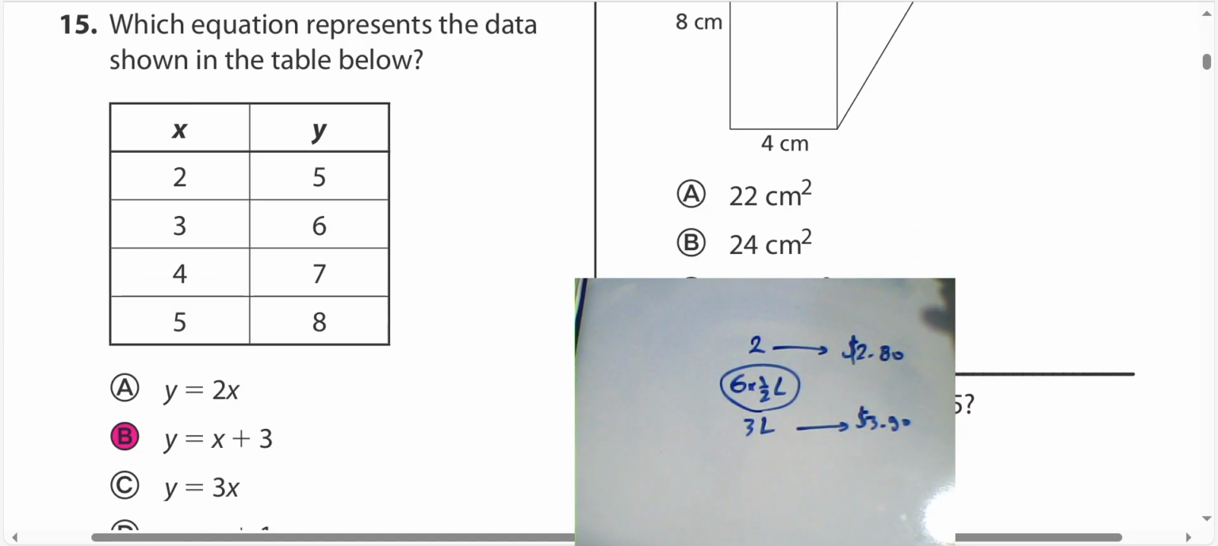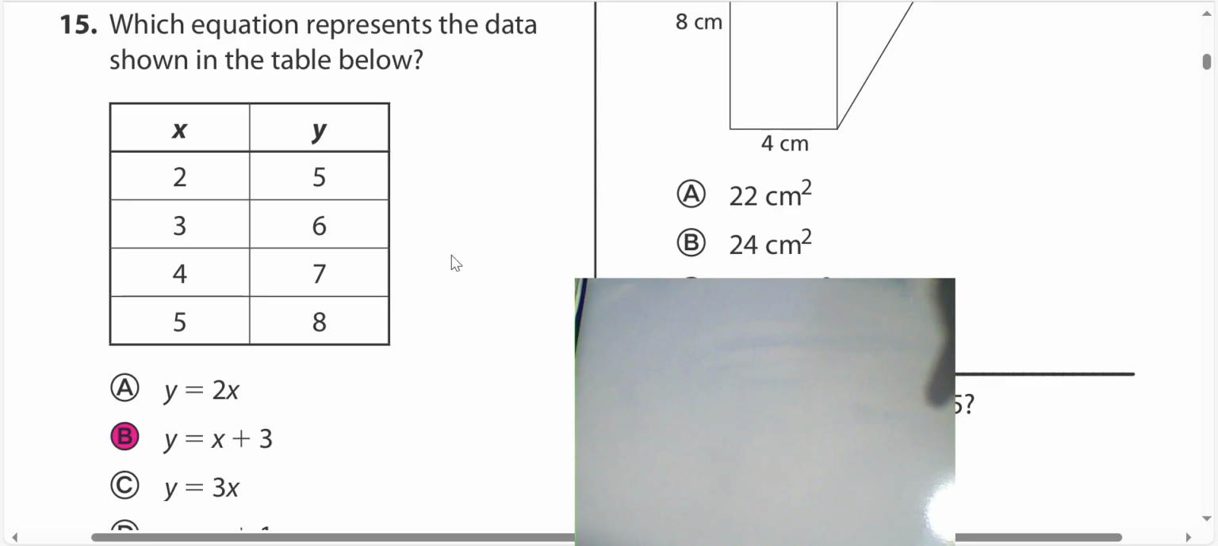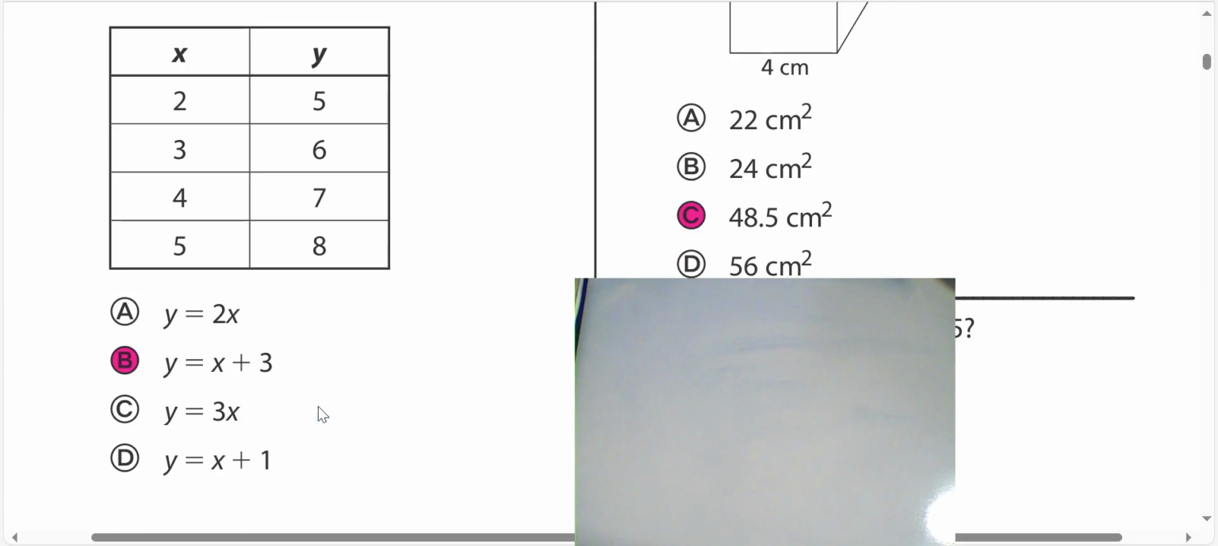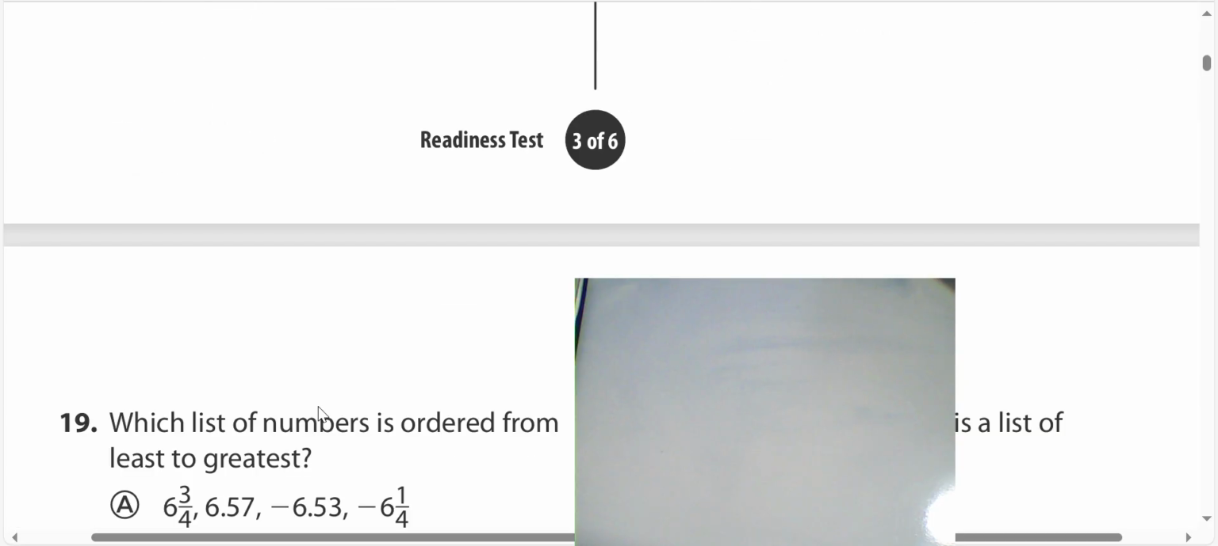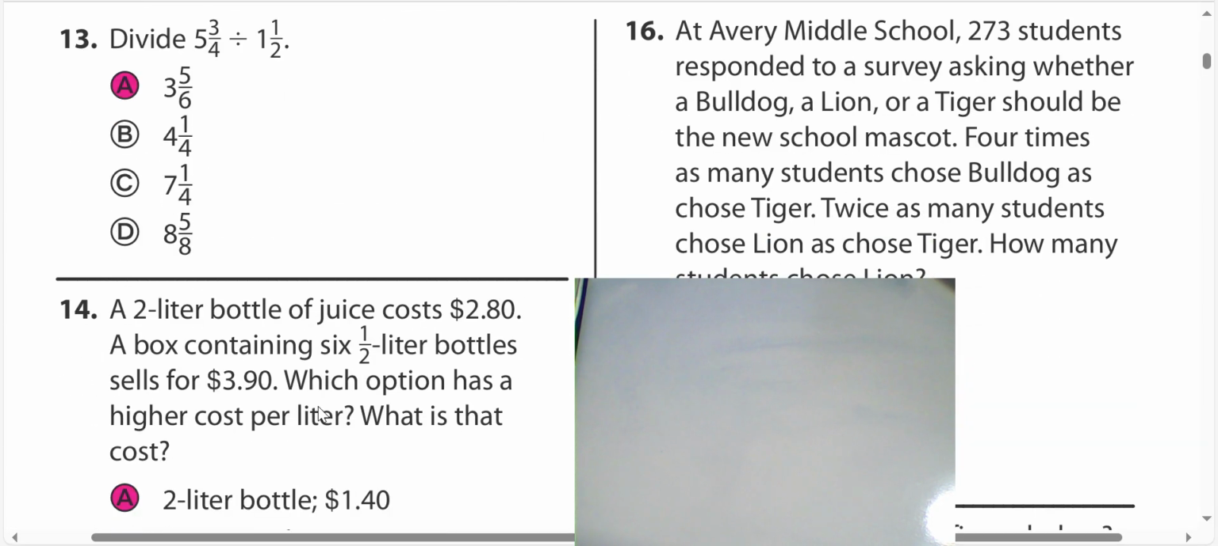Question 15. Which equation represents the data shown in the blue table? We have the relation: 2 plus 3 is 5, 3 plus 3 is 6, 4 plus 3 is 7, 5 plus 3 is 8. Then y equals x plus 3. Choose letter B. Next question, number 16.